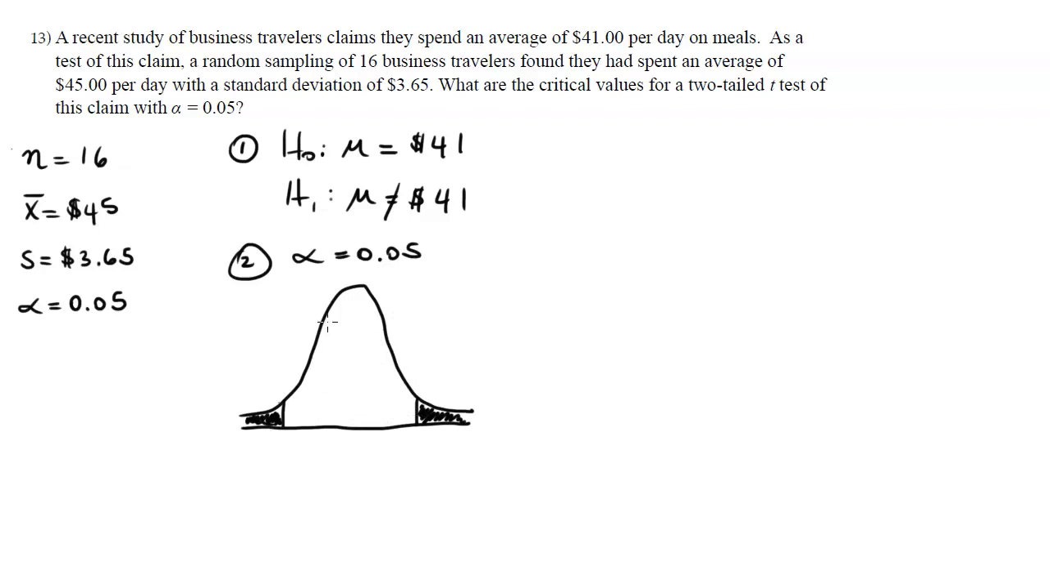Is this a z-test or a t-test? Well, we don't know the population standard deviation. We do know the sample standard deviation. So this is going to be a t-test. So 0.05 t-test. For the t-test, we need a little bit more information. We need degrees of freedom. That's n-1. So 16 minus 1 is 15. So alpha is 0.05, t-test, two-tailed, 15 degrees of freedom.